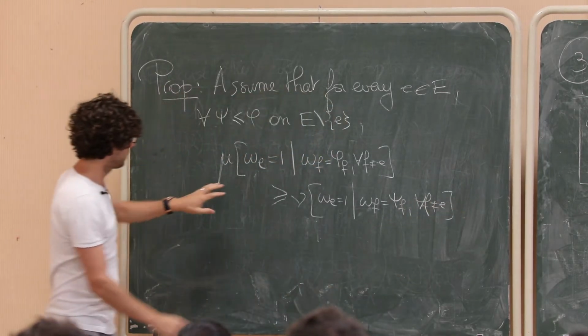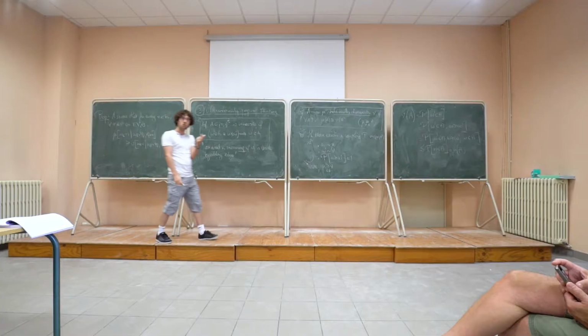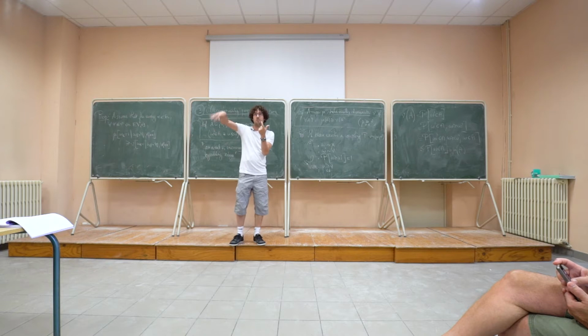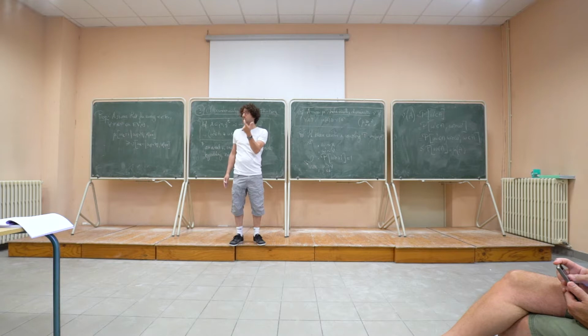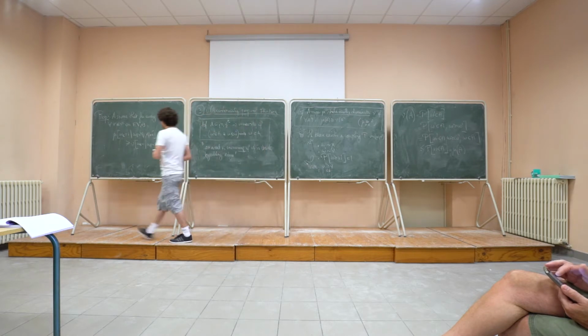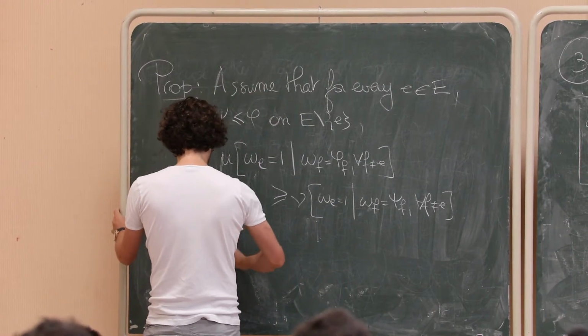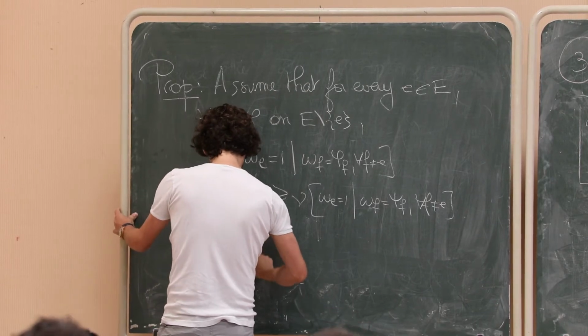So what am I saying here? I'm saying that assume that the probability of being open for mu when you condition on the big configuration outside is larger or equal to the probability of being open for nu when you condition on the small configuration outside. Assume that you have that for any choice of E and any choice of these two configurations, the big one and the small one. If you have that, then mu stochastically dominates nu.